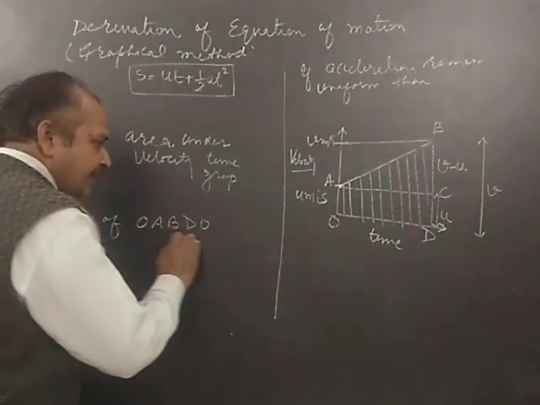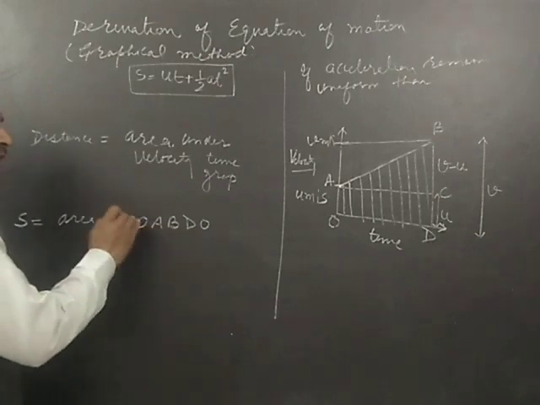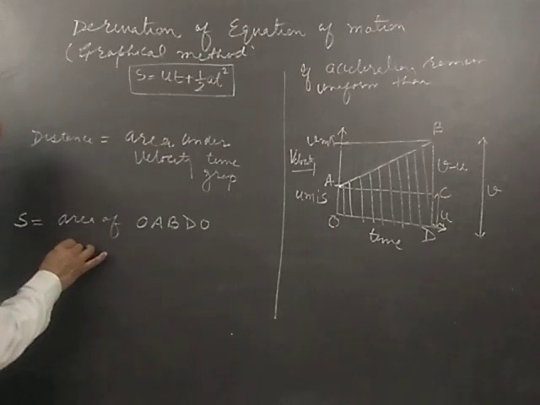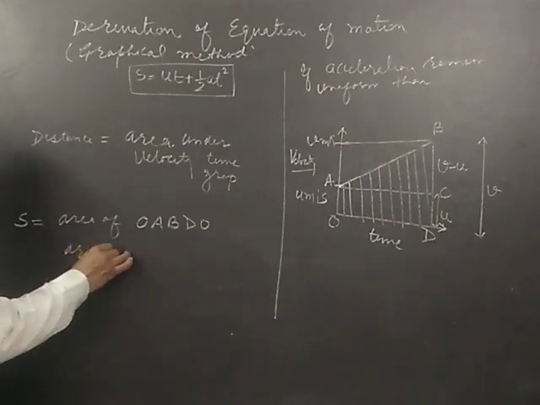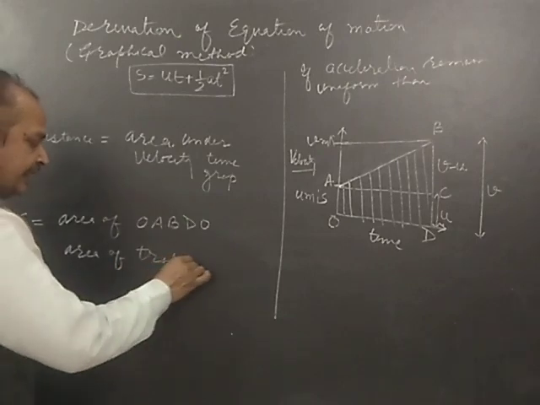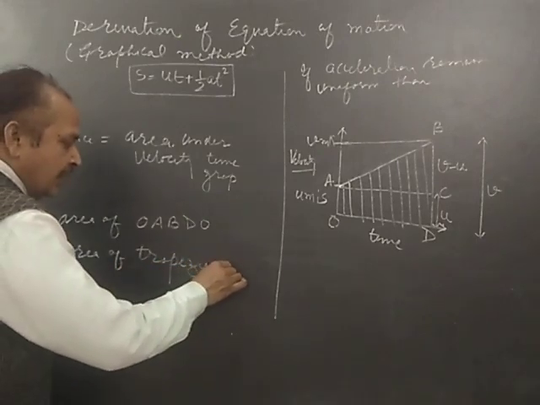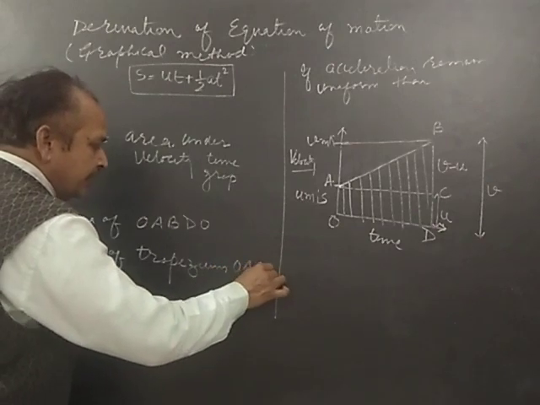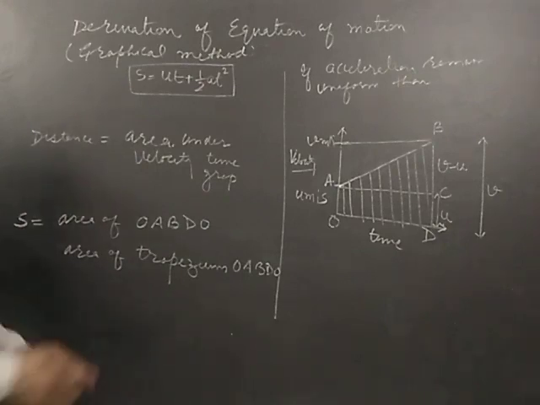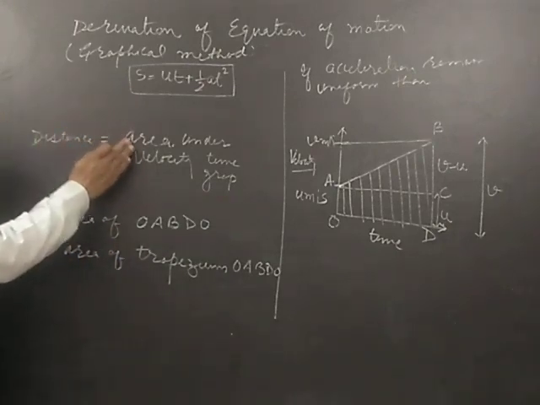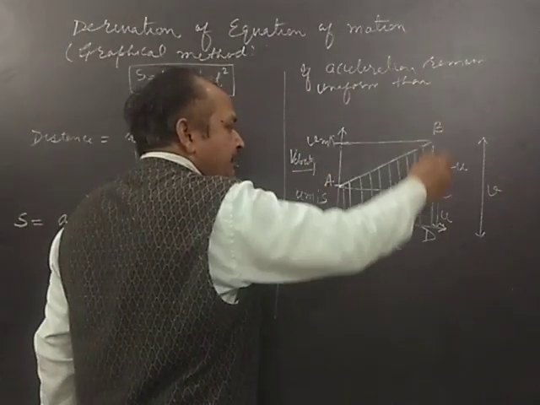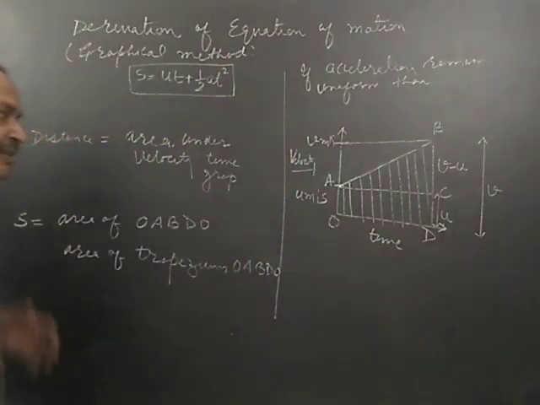Now, everybody can tell me what is OABDO. Very good. OABDO is a trapezium. So, distance is the area under the velocity time graph, and the velocity time graph will be OABDO, and that is a trapezium.